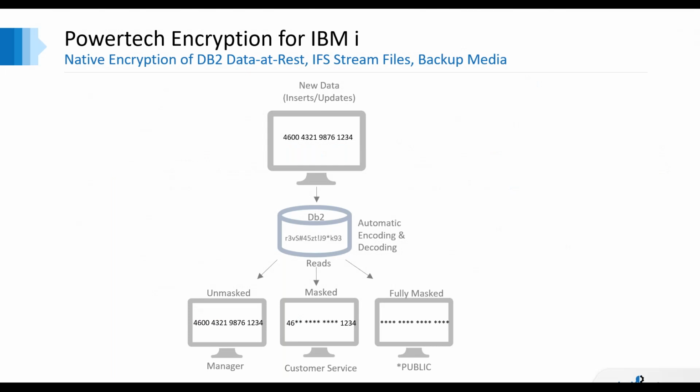stream files. A lot of people don't think about having IFS stream files out there, and whether they're going to be impacted. Think about it this way: if you print data to a spooled file that has sensitive information in it, and you had the authority to read it, it's in that spooled file somebody could look at. So maybe you need to encrypt that, as well as backup media, so being able to do encrypted backups.